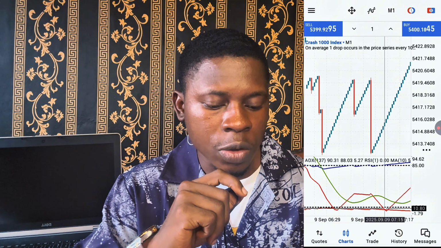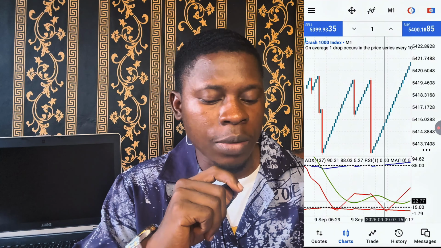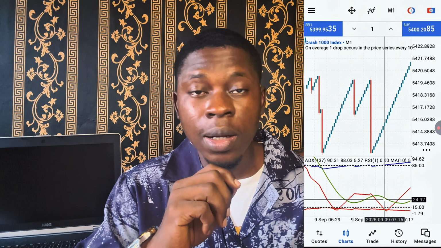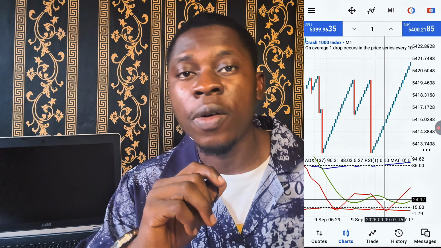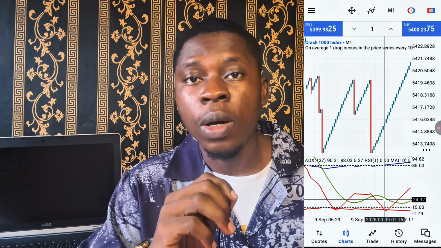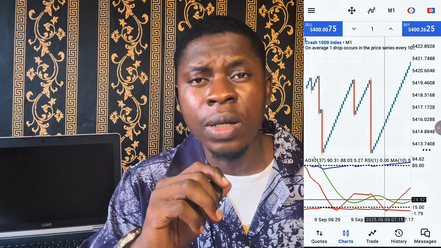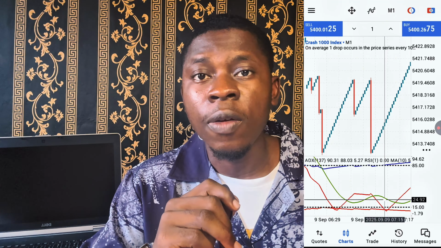Get to this point, you immediately place your entry for a buy. You scalp the market, take 5 candles to 10 candlesticks, and you're out of the market. Very powerful strategy for you to trade the boom and crash indices. You can try this on boom 1000 and crash 1000 index. It works seamlessly, very perfect for you.